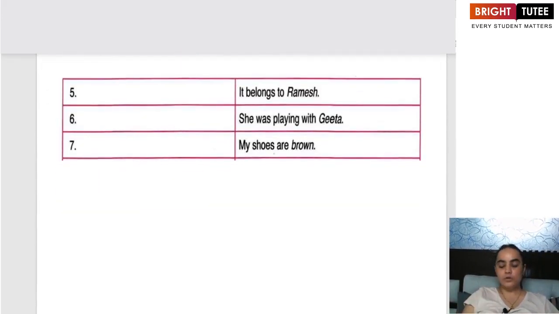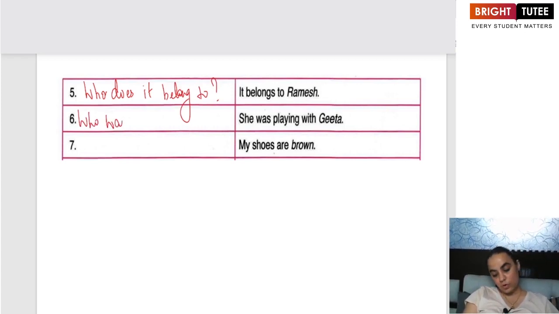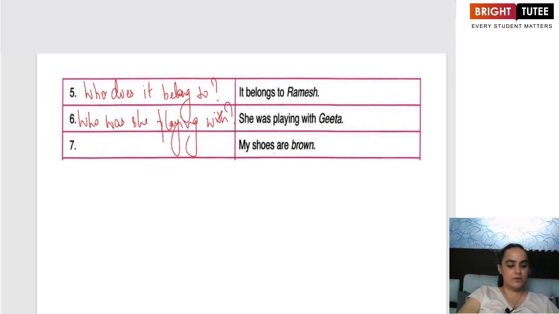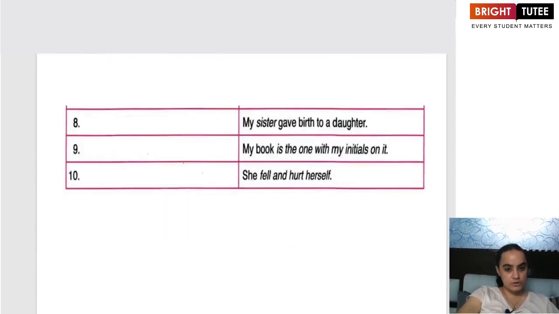Let us look at the other sentence. It belongs to Ramesh. Whom or who does it belong to? It belongs to Ramesh. She was playing with Geeta. Who was she playing with? She was playing with Geeta. So you got the answers. Rest of them you can do on your own, dear students.